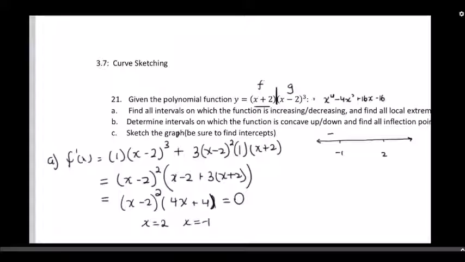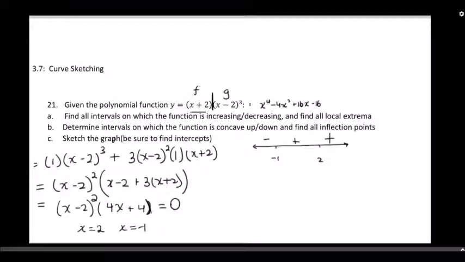So if I plug in a test point in this interval, 0 for example, right there for that x, I'm going to get a positive. Positive times a positive is a positive. And then if I plug in something to the right of 2, like 4, that's also going to come out to be positive there. So positive times a positive is a positive. So it's increasing on both of those intervals. So from negative 1 to infinity, increasing.